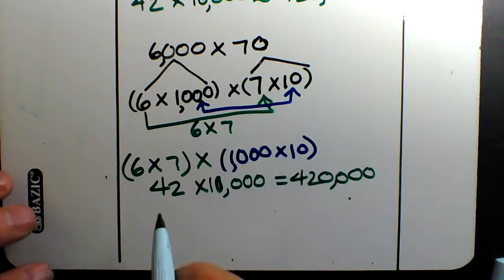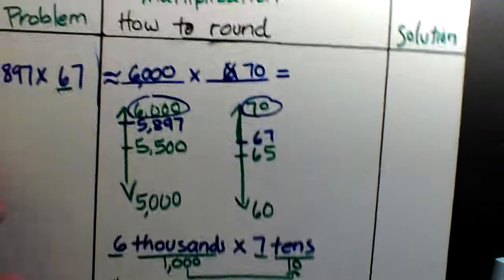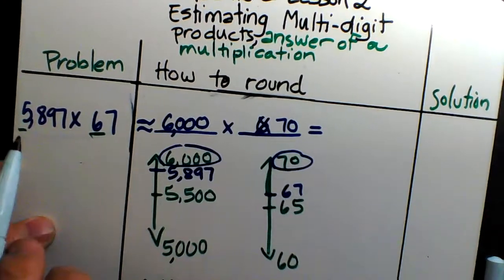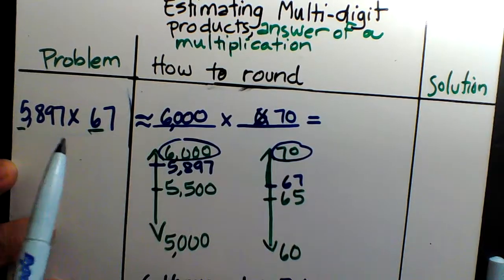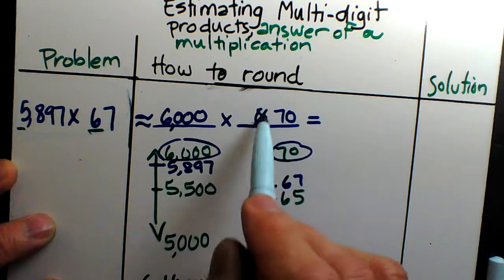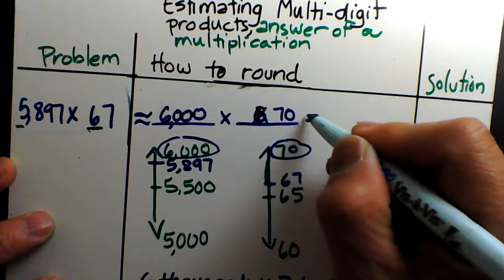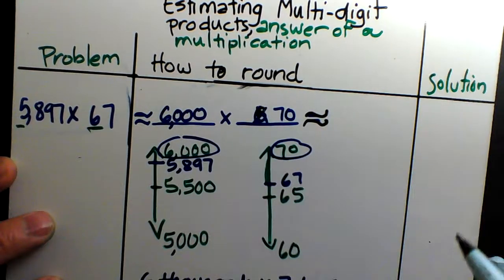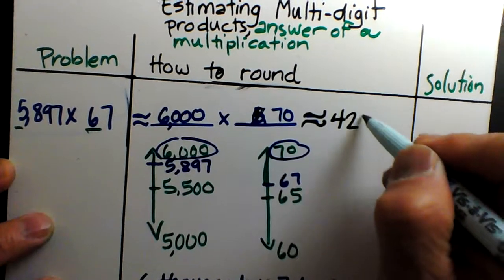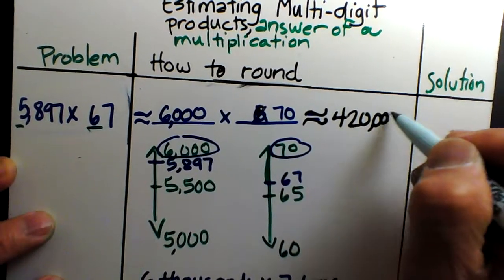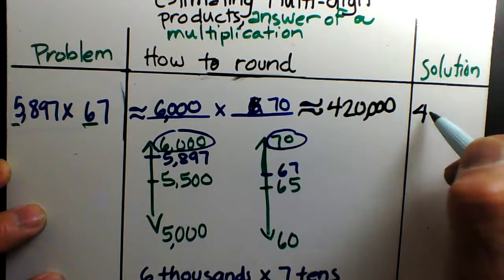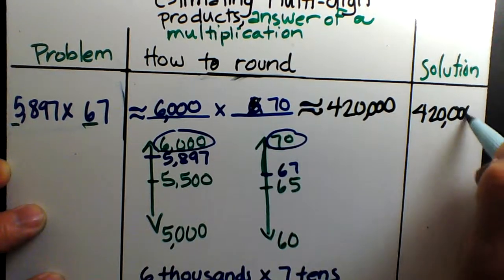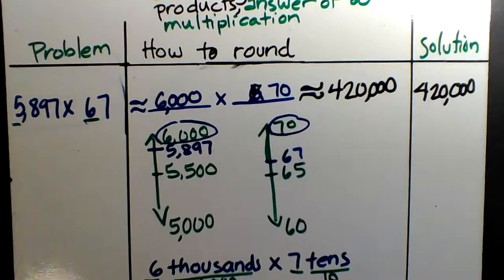Okay, now, just to make sure, let's recap this. When we rounded the numbers 5,897 to 6,000 and 67 to 70, the total of that estimate is going to be 420,000. So that solution should go right here, 420,000.